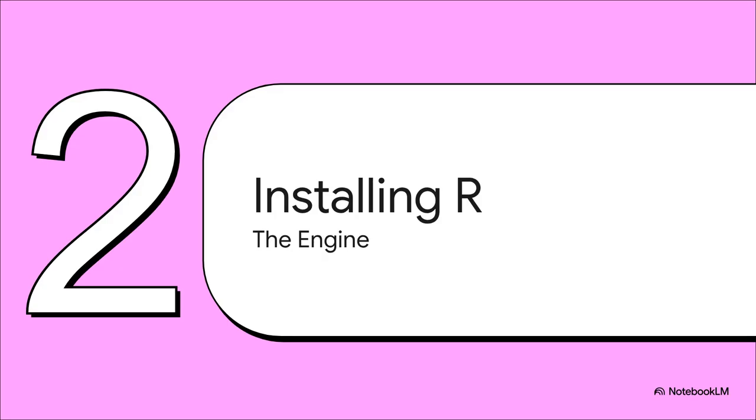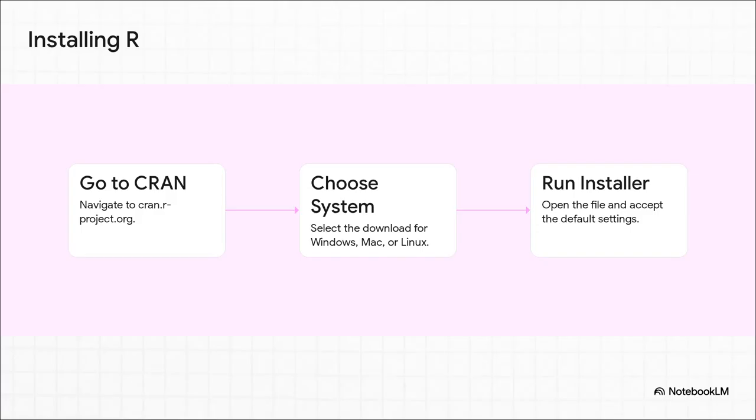First up, the engine, R. Don't worry, this is super easy. First, you're going to go to the official website, which is called CRAN. Just Google CRAN R and it'll pop right up. Then just find the download link for your computer, whether you're on Windows, a Mac, or Linux. Download the file, run it, and pretty much just click Next through all the default settings. Seriously, it takes like a minute.